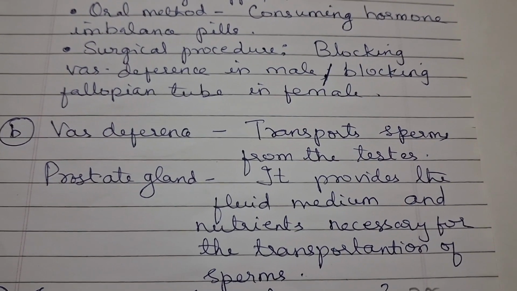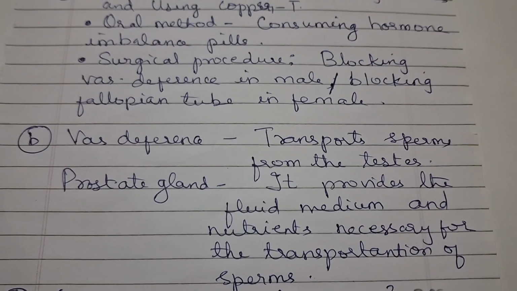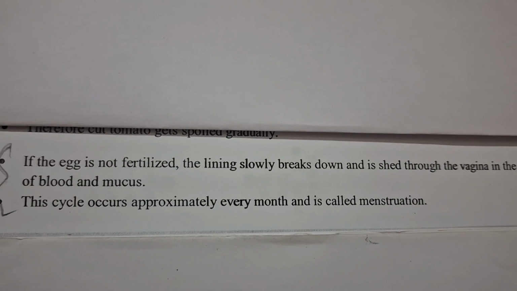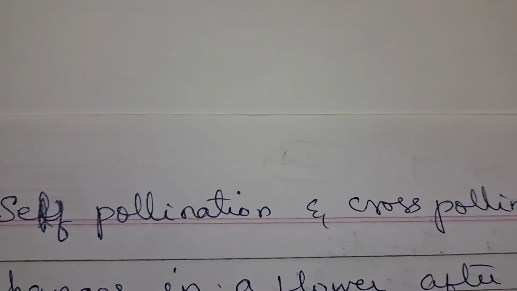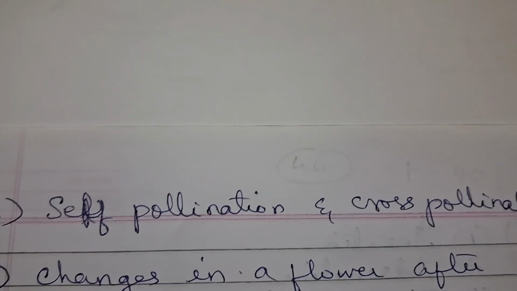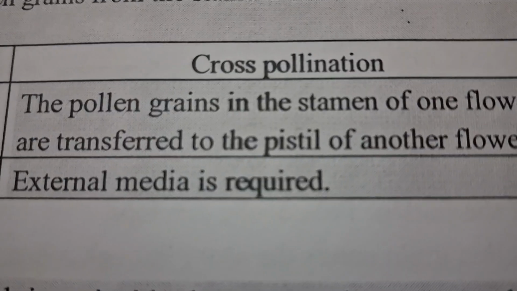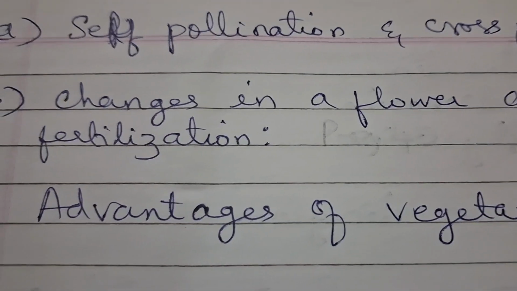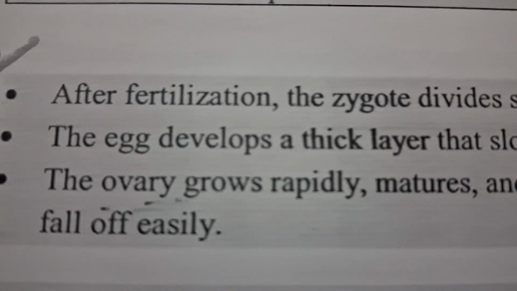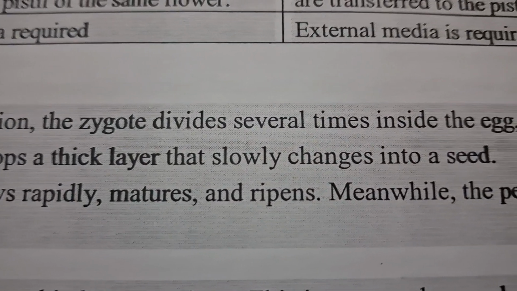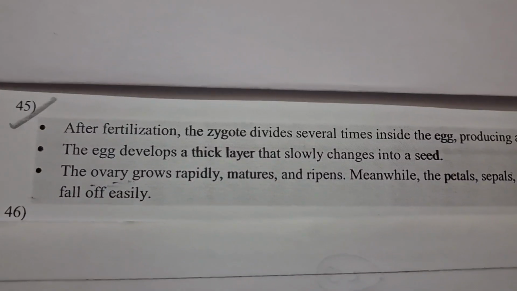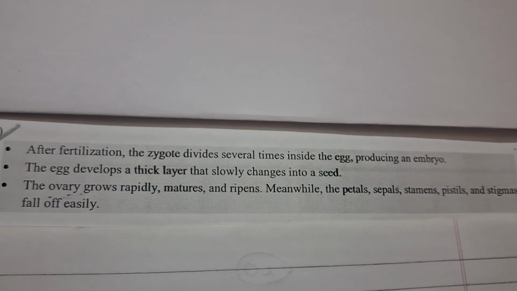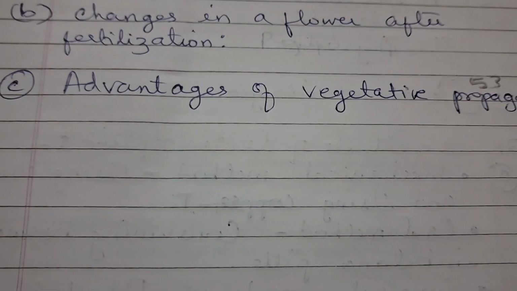Function of vas deferens and prostate gland. Menstruation cycle. Next question, self-pollination and cross-pollination. Changes in a flower after fertilization. The last question is advantages of vegetative propagation.